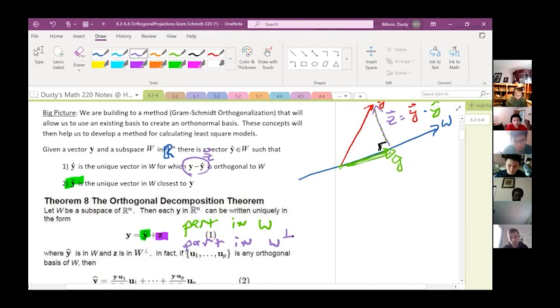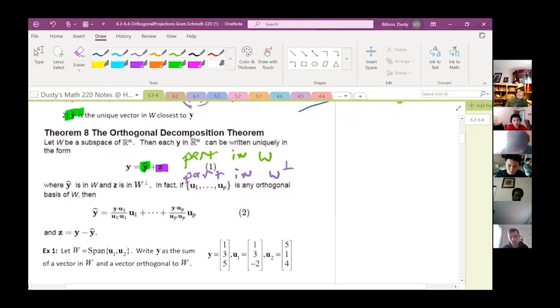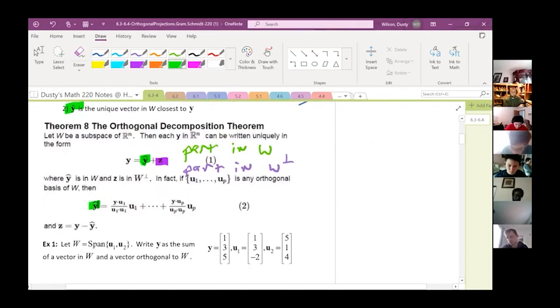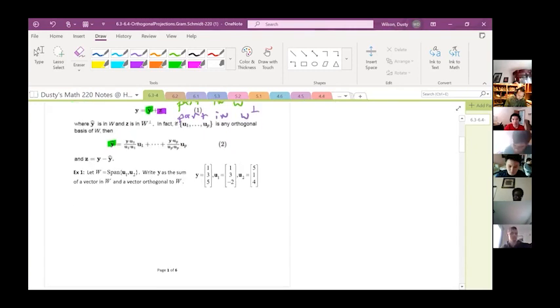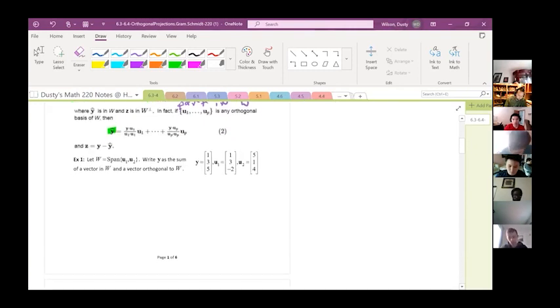In fact, if U1 to UP is any orthogonal basis of W, then we even have a formula for our Y hat. Y hat is equal to Y dot U1 over U1 dot U1 times U1, and so on. So there's our weightings or our coordinates with respect to the orthogonal basis. And then our formula for finding Z is just take the original Y and subtract out the part that's in W. So let's do an example of this.